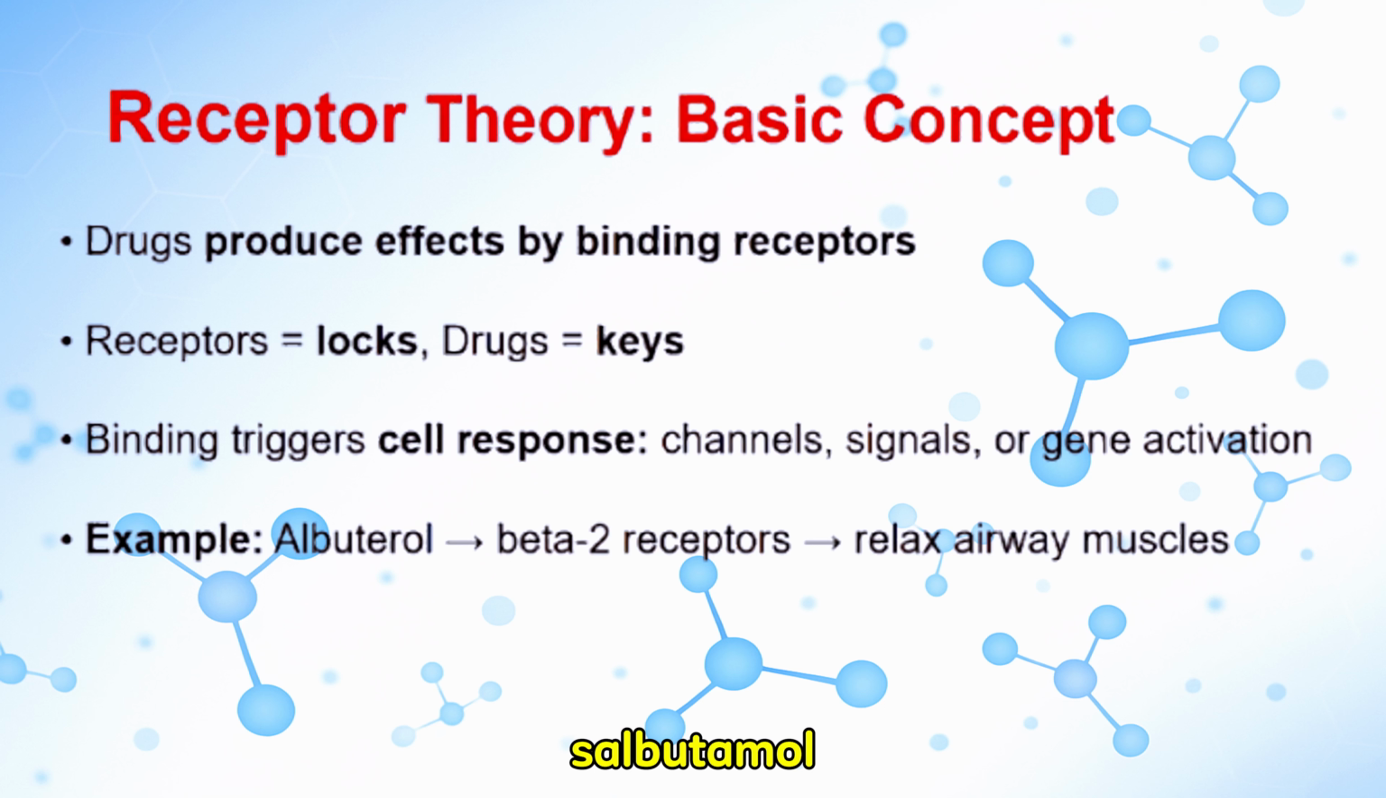Example, salbutamol is a common inhaler drug for asthma. It binds to beta-2 receptors in the lungs. This causes airway muscles to relax and makes breathing easier.